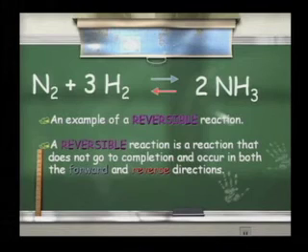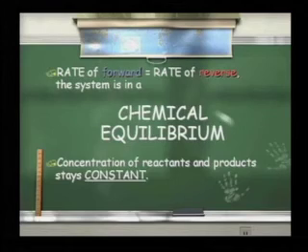A reversible reaction is a reaction that does not go to completion and occurs in both the forward and reverse directions. When the forward reaction and reverse reaction happen at the same rate, the system is in a chemical equilibrium. When a chemical equilibrium is achieved, the concentration of reactants and products stays constant.